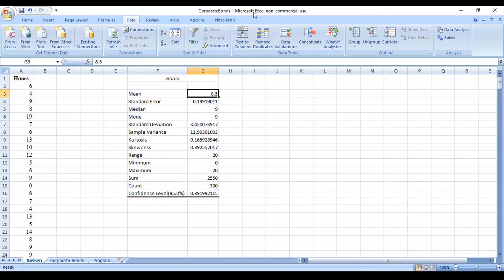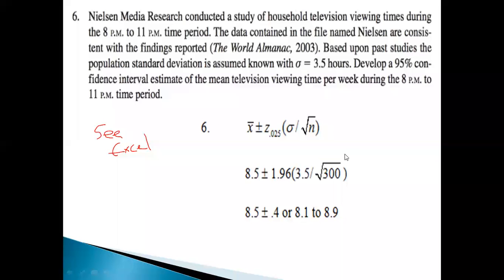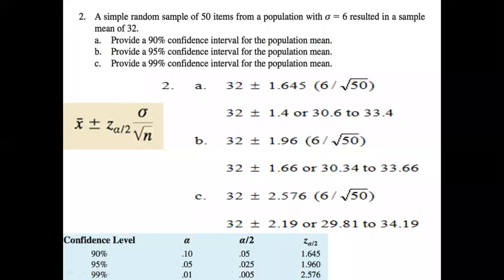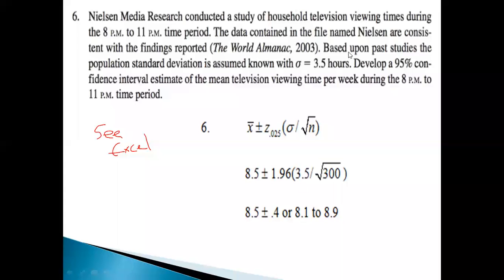So if we go back to our PowerPoint, that gives us the x bar as 8.5. We're doing the 95%, so if we remember from the previous slide, that's the 1.96. 3.5 was given for sigma, and n was 300. If we remembered to look at that before we came over, it was from position 1 to 301, so there was the heading, so it was 300 data points. We solve that, and we get the interval is 8.1 to 8.9.